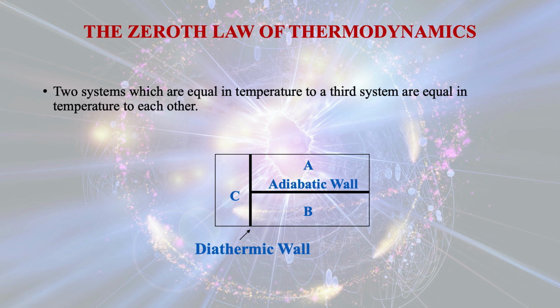Now let us begin our discussion with the zeroth law of thermodynamics. Two systems which are equal in temperature to a third system are equal in temperature to each other. You see in the diagram that A and B are two systems separated by an adiabatic wall. The adiabatic wall means the heat will not be able to transfer from system A to B.